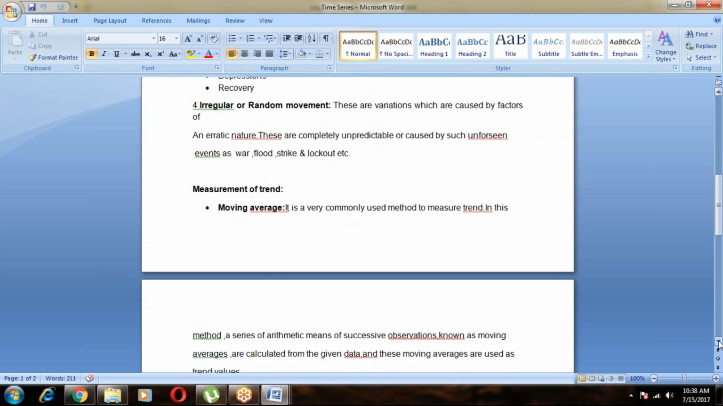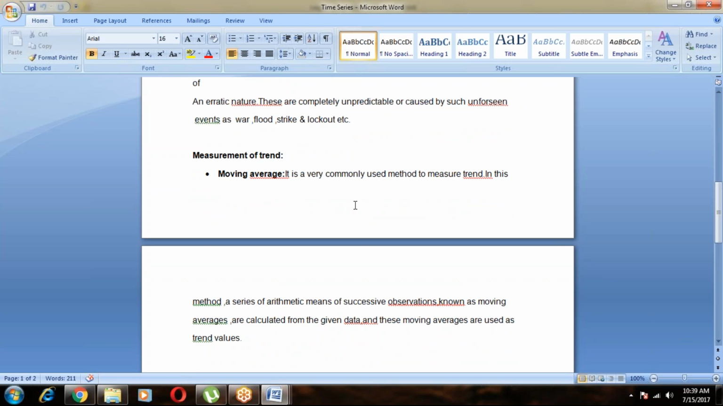And the movement, it is a variation caused by factors erratic in nature, which you can't predict, just like floods, strikes and lockouts, war. What you can't predict. But it happens, natural calamity happens, and that's why if there is any variation in the production or the sales, whatever I'm forecasting, that is what we call random movement or irregular movement.